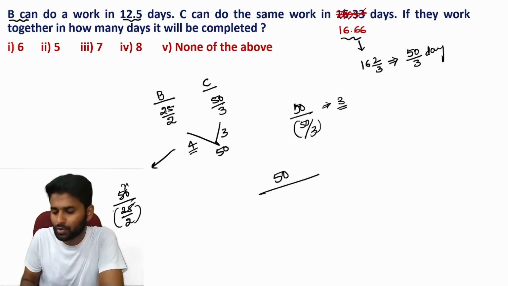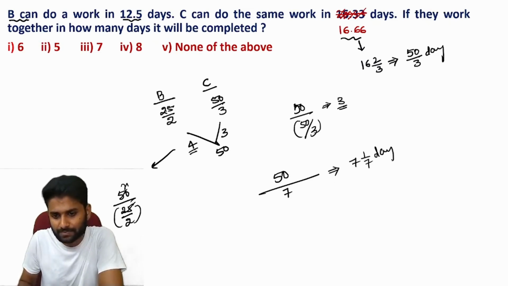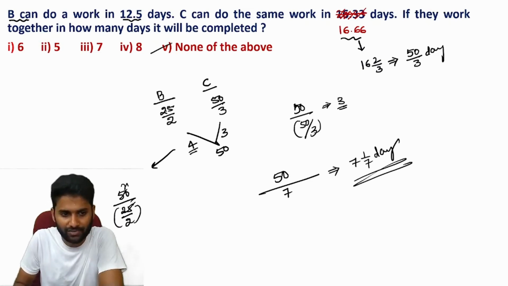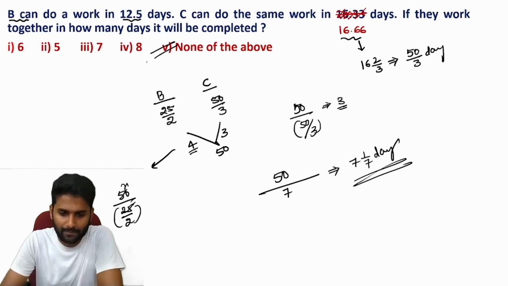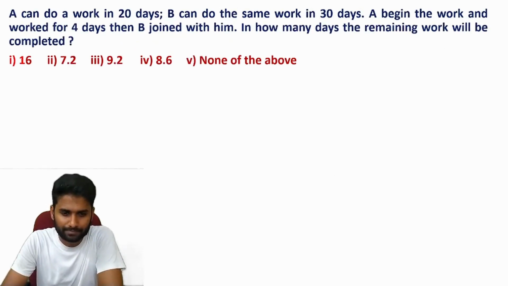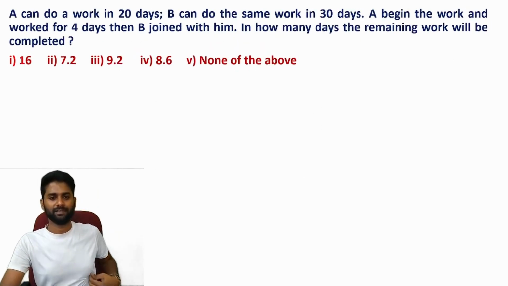Now we are assigning both B and C together. How much time does it take? So B and C together will complete 7 units. For 50 units it takes exactly 7 1 by 7 days. That is your answer. Try this question.